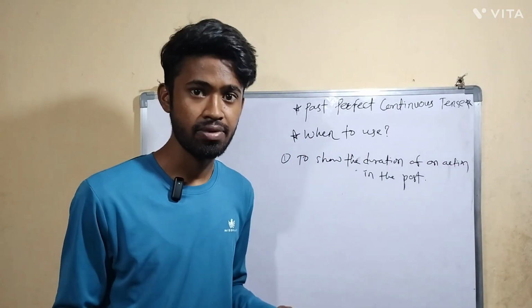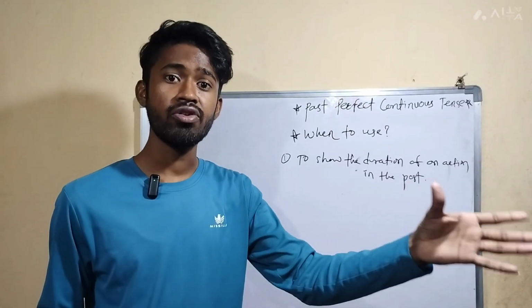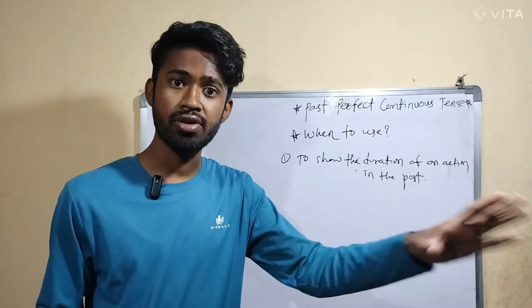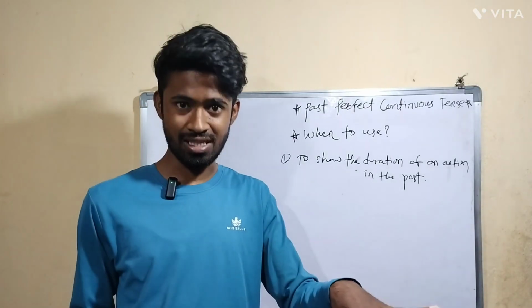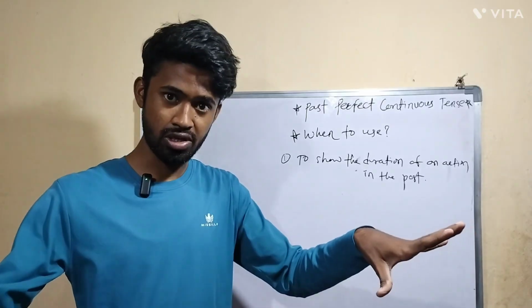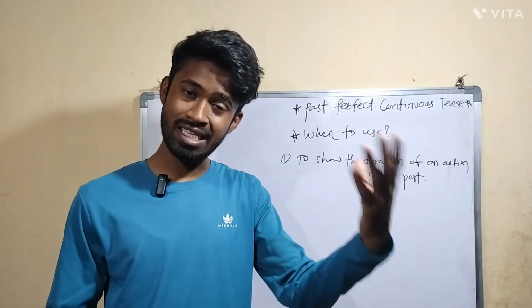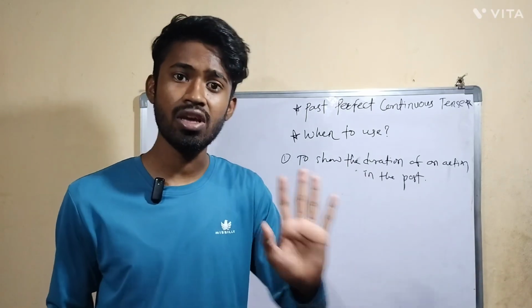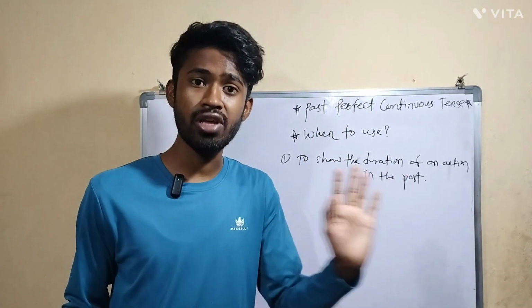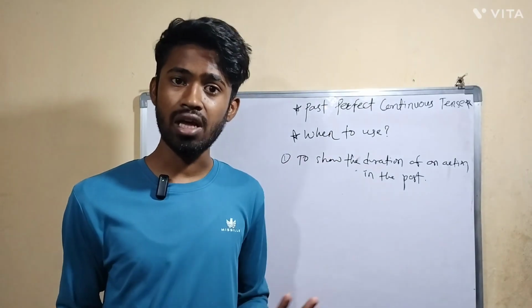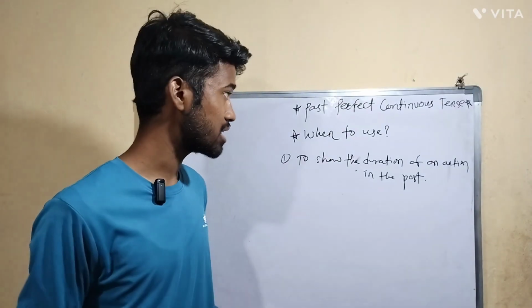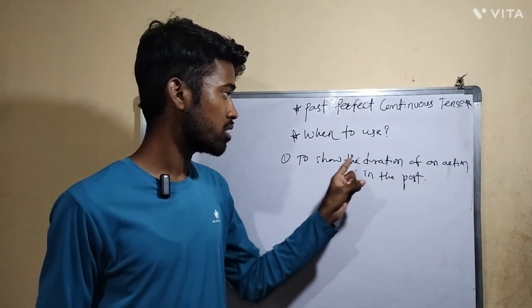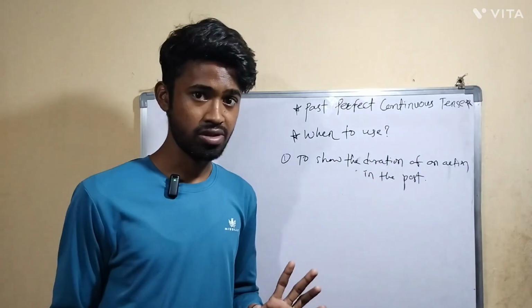Okay, let's take one example. She had been studying for 3 hours before rain started. So here there is one action. She had been studying. It is a past action. It started in the past and ended in the past only, and it continued for a duration of 3 hours. That action lasted for 3 hours and ended in the past. To tell about that action, what are we using here? Past perfect continuous tense.